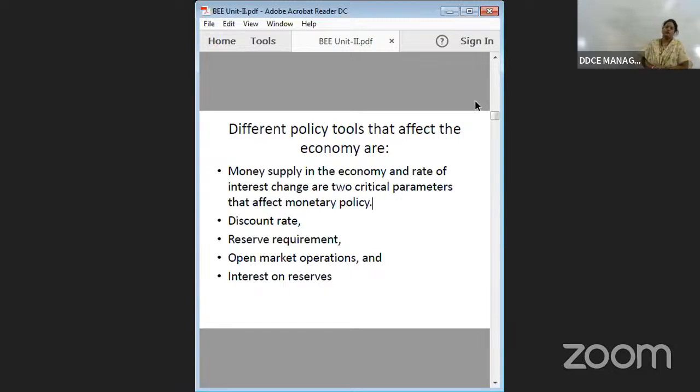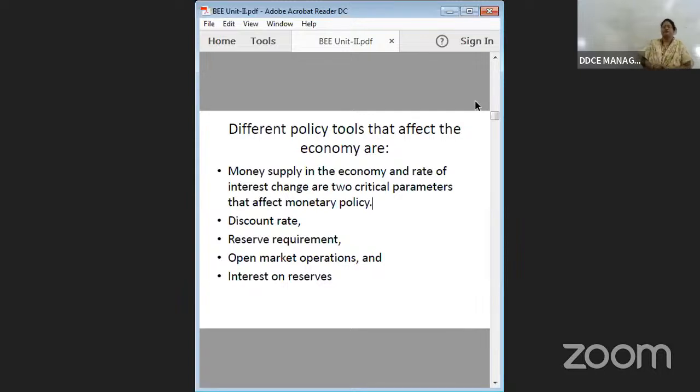So, what are the policy tools? That means monetary policy tools that affect the economic rate. The first monetary policy tools are discount rate, reserve requirements, open market operations, and interest on reserves. Right? So while we are talking about what these tools are all about or why these tools are very essential from the point of view of study.